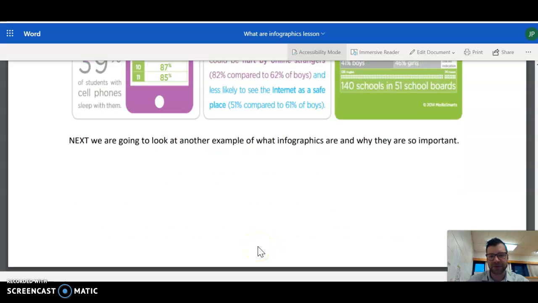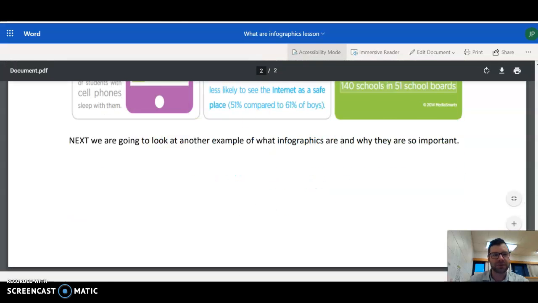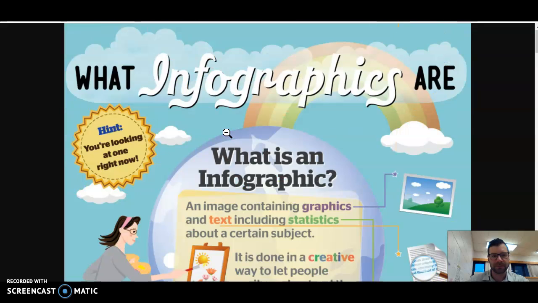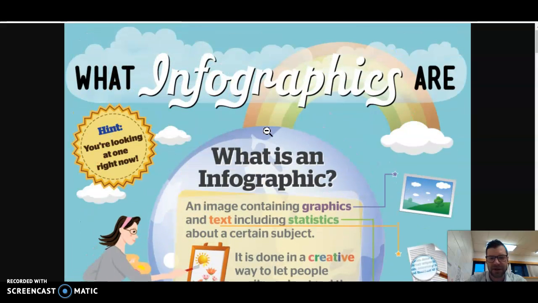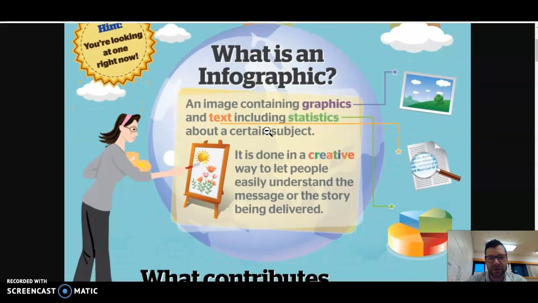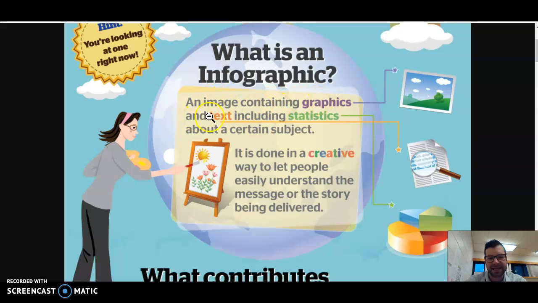Next, we're going to look at another example of what infographics are and why they are so important. So, what are infographics? Hint, you're looking at one right now. Guess I gotta not click. An infographic is an image containing graphics and text, including statistics about a certain subject. It is done in a creative way to let people easily understand the message or the story being delivered. You can see there's a pie chart here, there's a picture.